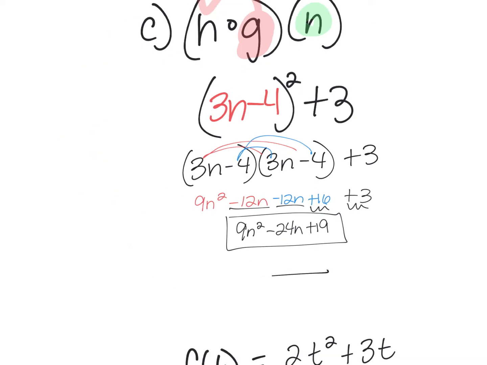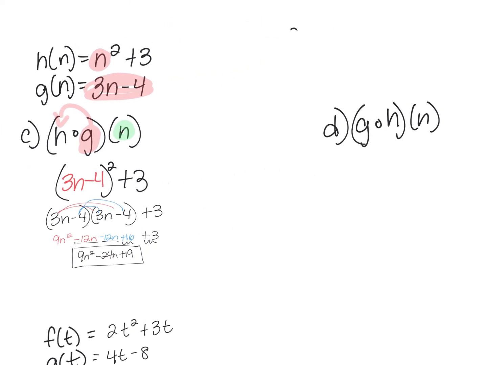All right, let's do another one. So here we go. On this one, it is g of h of n. So g of h of n. So this time you're plugging in the h into the g. Okay, so plugging in this whole h into the g.